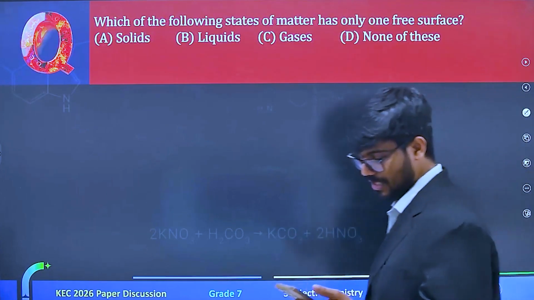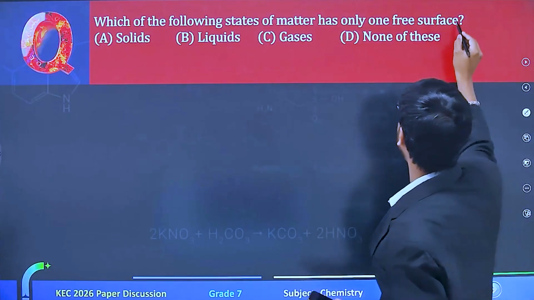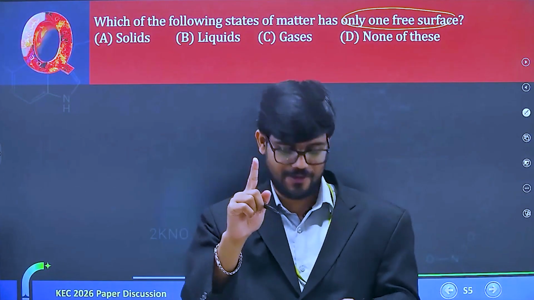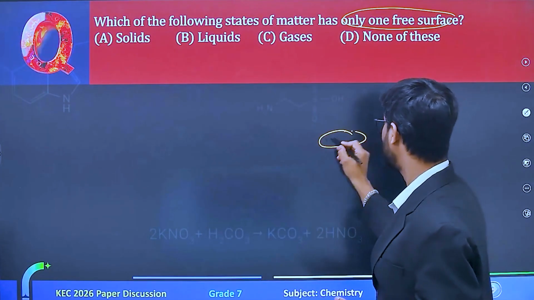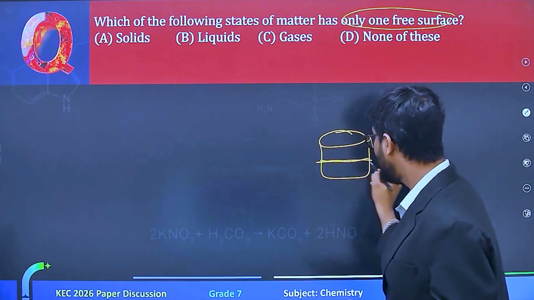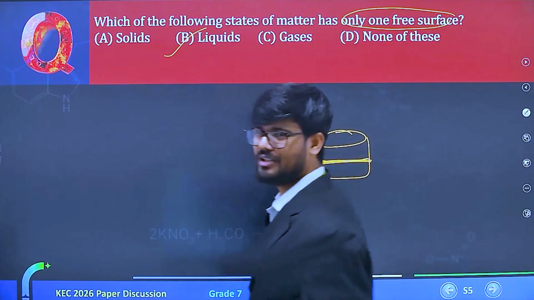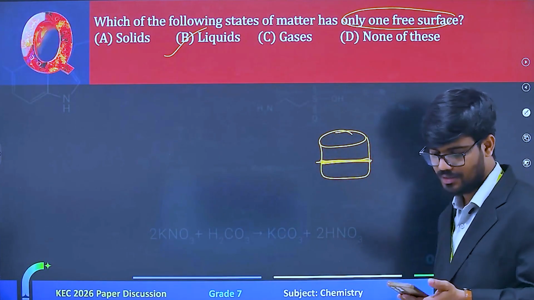Next one, which of the following states of matter has only one free surface? A lot of times we discussed this one, only one free surface. In which case? Liquid, because if you consider any liquid, only one side you can touch. So that is the easier way to understand. So liquid is having only one.